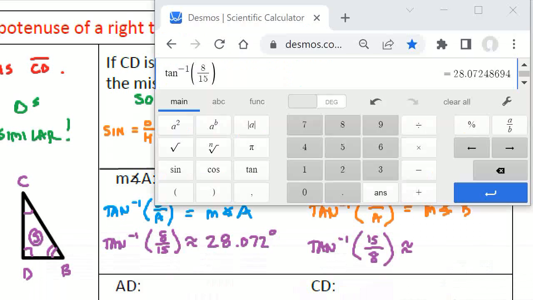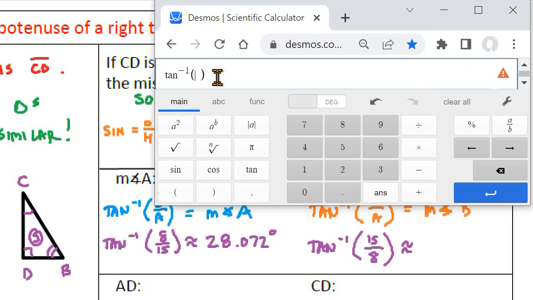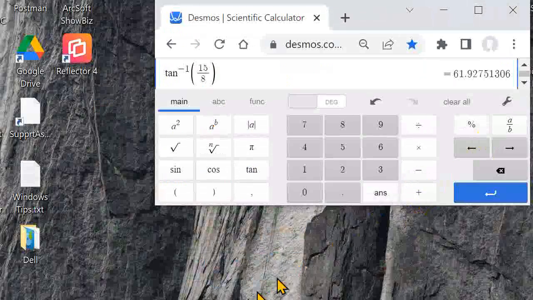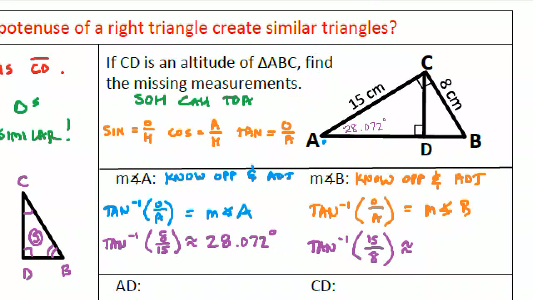Let's put that in our calculator. We already have inverse tangent here. Let's put this in: 15 divided by 8. And now we've got 61.928. Yes, let's do it to 3 decimals, just making it really accurate. So approximately 61.928 degrees. Let's see if I can squeeze that in there. Actually, let's do an arrow.